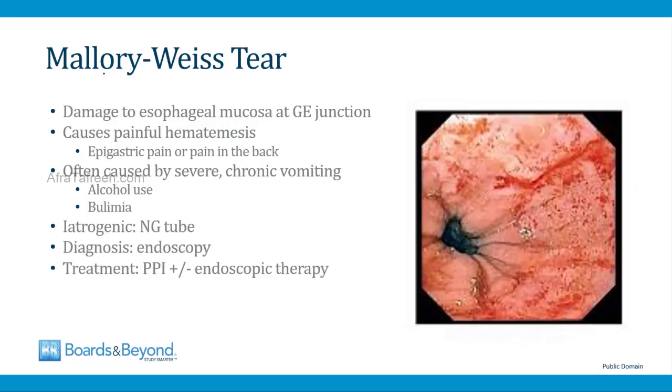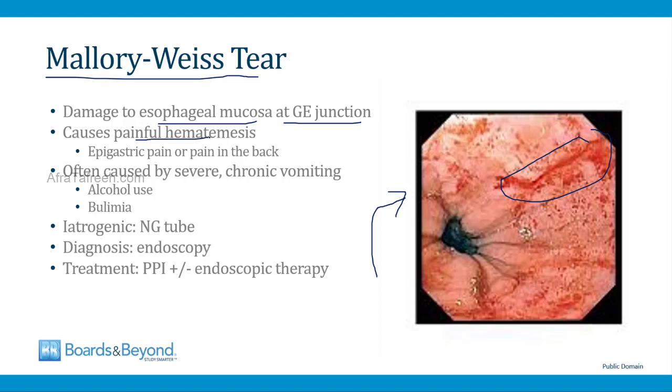I'll finish this video by talking about two acute onset traumatic injuries that can occur to the esophagus. The first one is a Mallory-Weiss tear. This refers to damage to the esophageal mucosa at the gastroesophageal junction. This is a picture of what it looks like on the screen here. You can see that there is blood and a tear in the esophageal mucosa. When this happens, it leads to painful hematemesis. Patients will vomit blood and report epigastric pain or sometimes pain in the back.